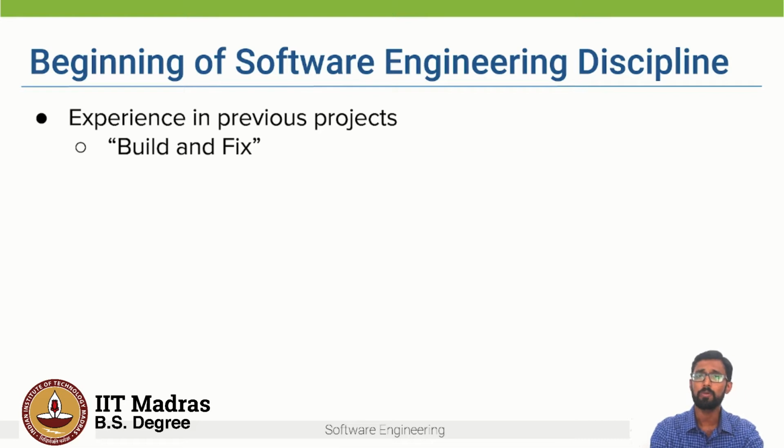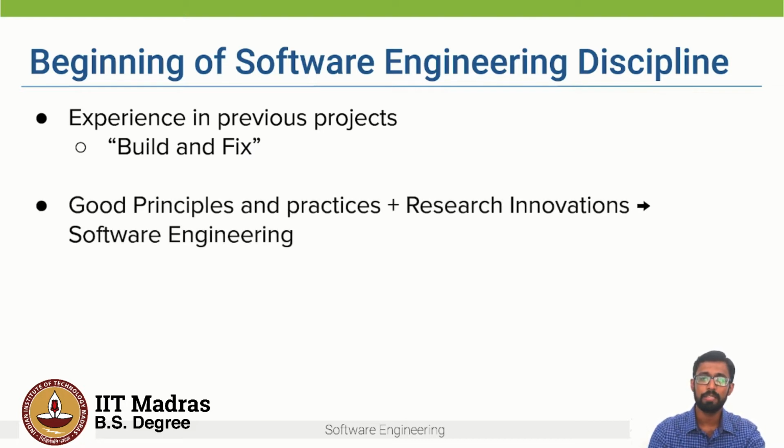This was how programming was done in the early 1950s and 60s. So good programmers knew certain principles that helped them write good programs. These principles could be things like thinking about the big picture view of the system, which is the design, before you actually start writing the program. And over time, these good principles and practices, along with research innovations, have been systematically organized into what is known as software engineering today.